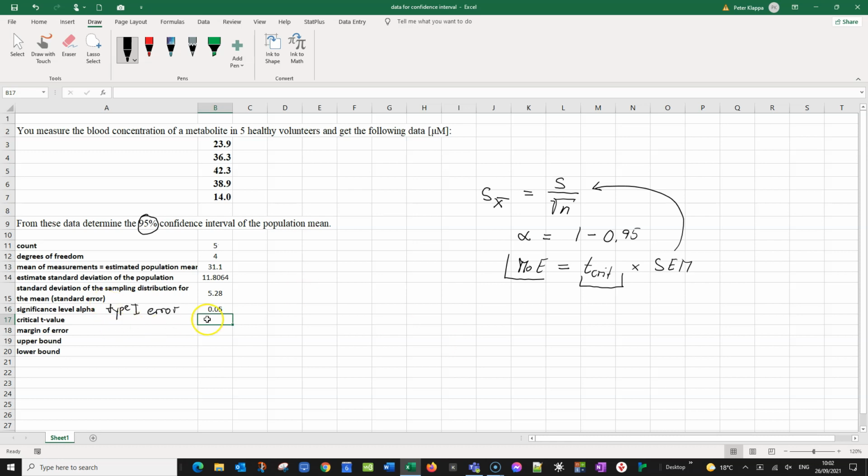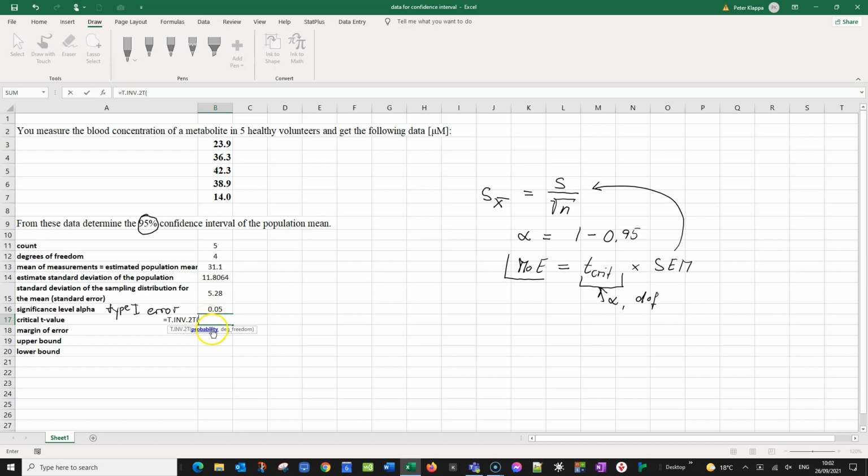And in Excel, you can calculate the critical t-value. This critical t-value depends on the significance level. It depends on alpha, and it also depends on the degrees of freedom. So that is what this depends on. So we can calculate that equals T.INV.2T, and that's this function here. The 2T stands for two tails.